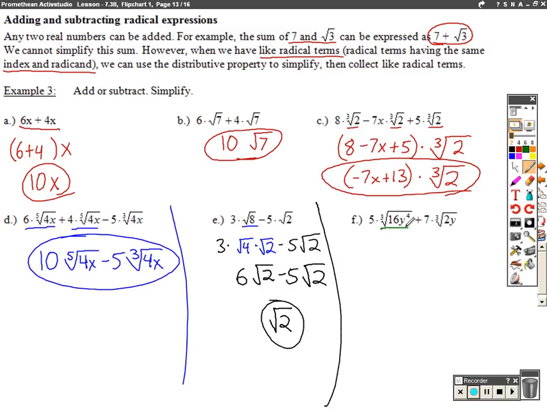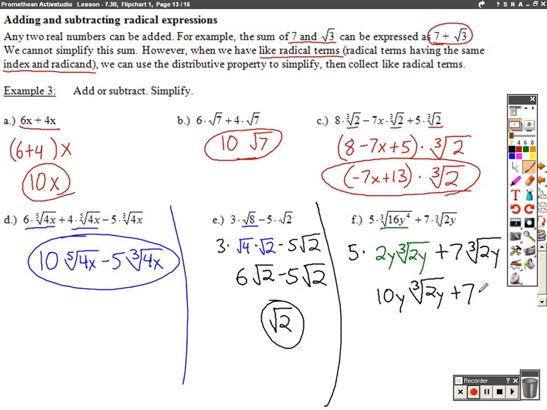Like here, if you simplified the cube root of 16y to the 4th, you would end up getting 2y times the cube root of 2y. Everything else would stay the same. 5 times plus 7 times the cube root of 2y. Now we have like radicals in the cube root of 2y's. 5 times 2y is 10y times the cube root of 2y plus 7 times the cube root of 2y.